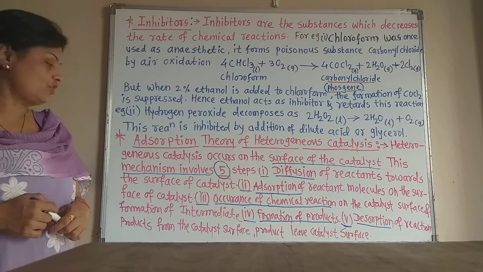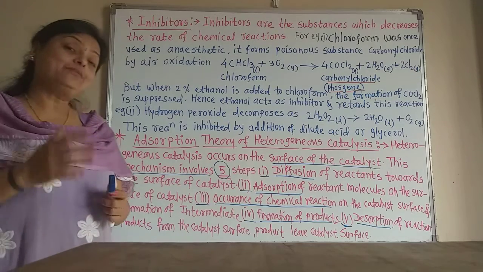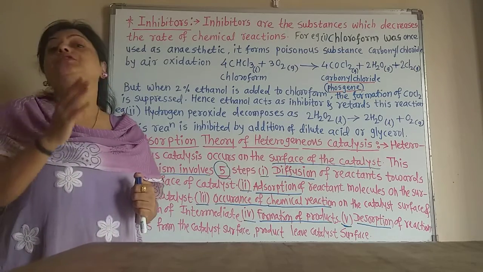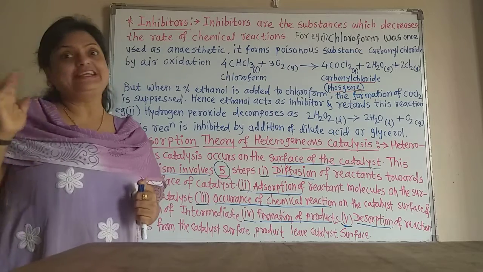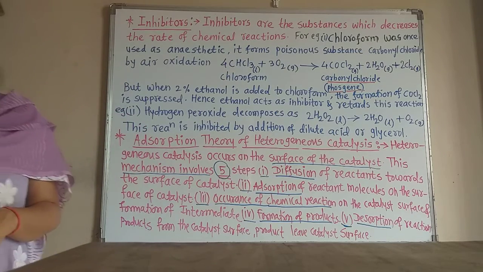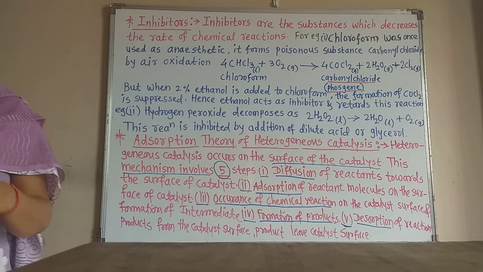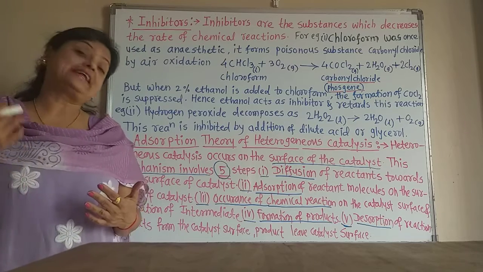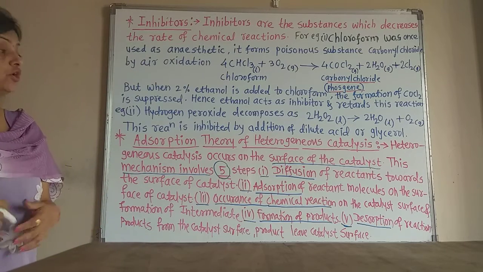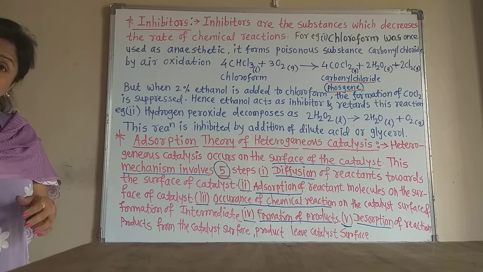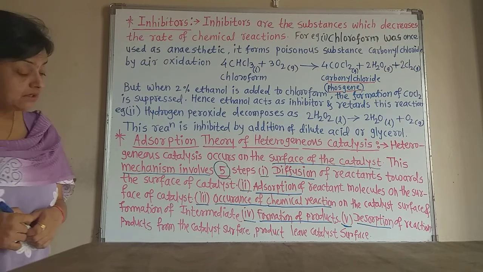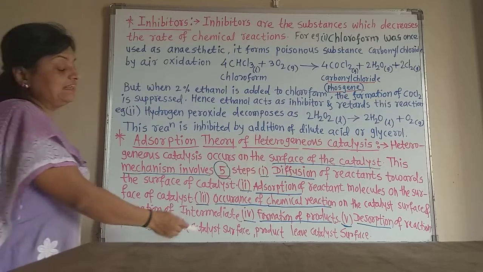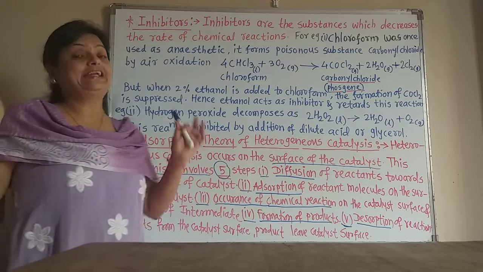There is the desorption of reaction products. That means the product formed gets desorbed, that is, the product is removed from the surface of the catalyst. We know the definition of desorption: the process of removal of the adsorbed substance from the surface on which it was adsorbed is called desorption. So after formation of product, in the last step, the fifth step, there is the desorption of reaction products from the catalyst surface and the products leave the catalyst surface.